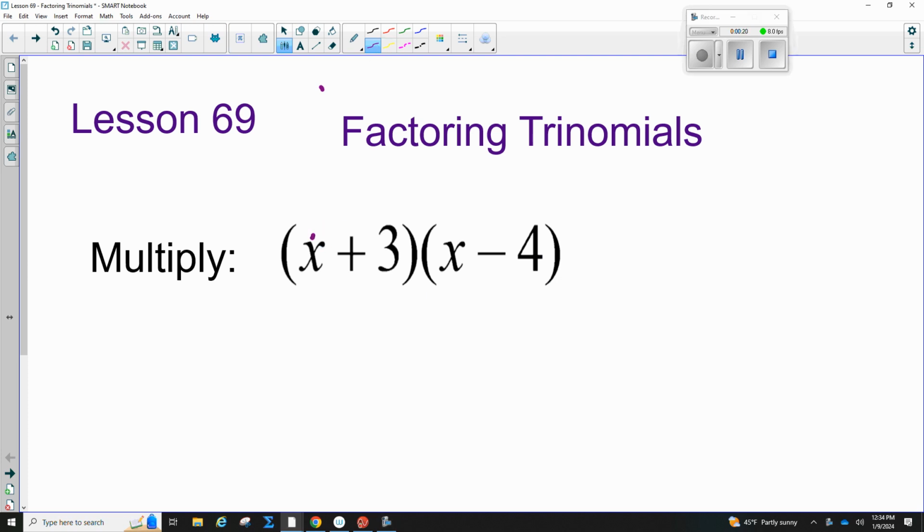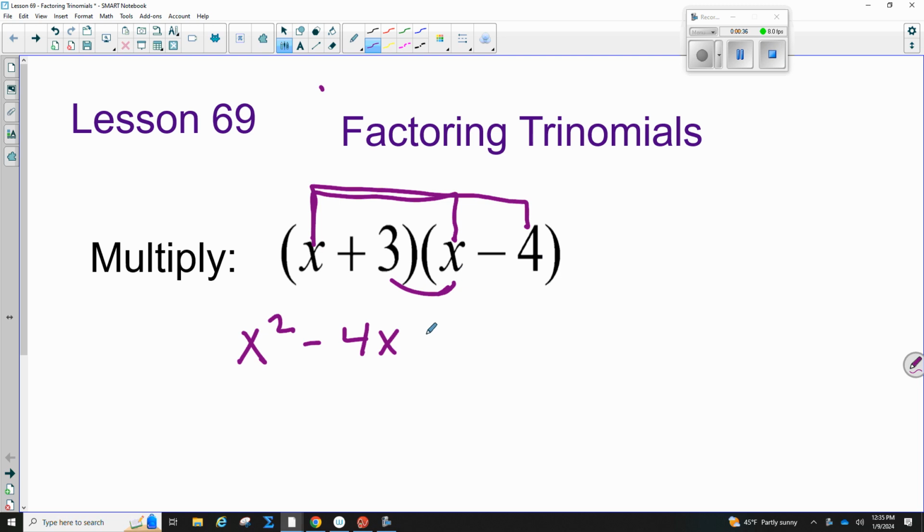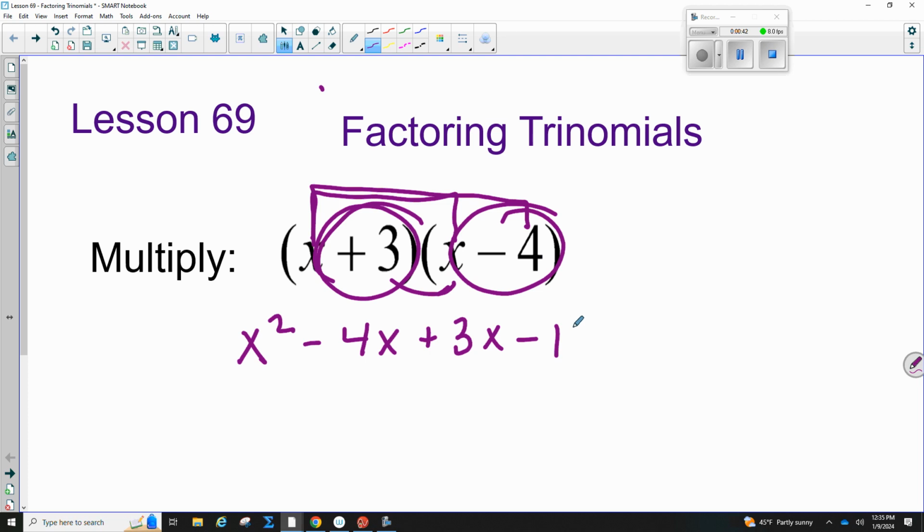So we do first, which is x times x, which is x squared. And then we do outside, and we multiply this x times the -4, which is -4x. And then we multiply the inside two, which is +3 times x, so that's plus 3x. And then we multiply the last two right here, and we get -12, right? And then we add those middle terms.